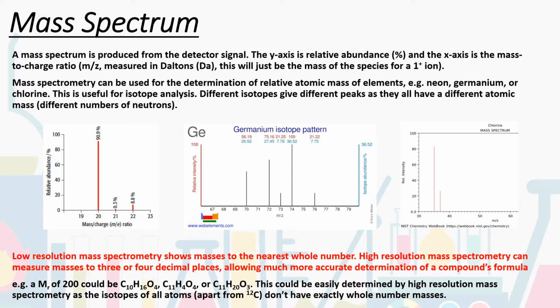be C10H16O4, C11H4O4, C11H20O3. And so with low-res mass spectrometry just giving us an Mr of 200, well, that's not so helpful. It could be a number of these organic molecules. If it's high-resolution mass spectrometry, well, as we said, the isotopes of all the atoms apart from carbon-12 don't have exactly whole number masses. And so it might be that all of these are 200 point something, but it could be that it's 200.001, 200.005, 200.007. And so you'd be able to tell, based on high-resolution mass spectrometry, which one you actually had in your sample.